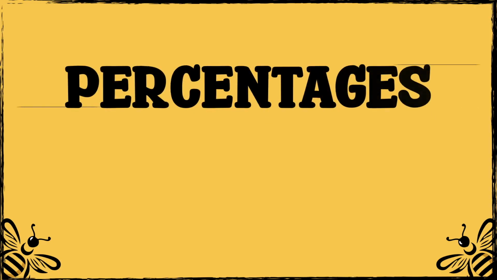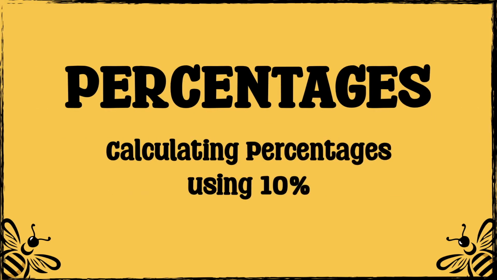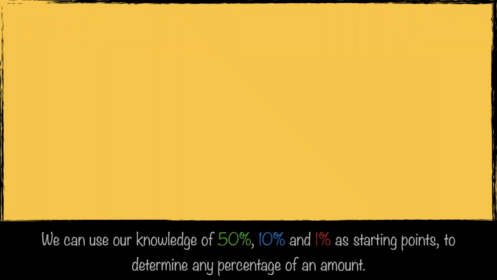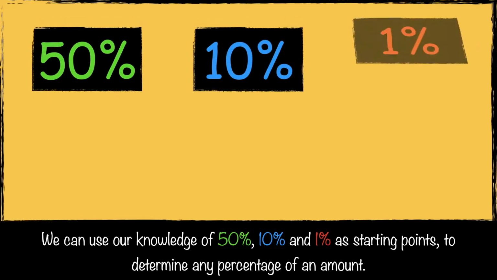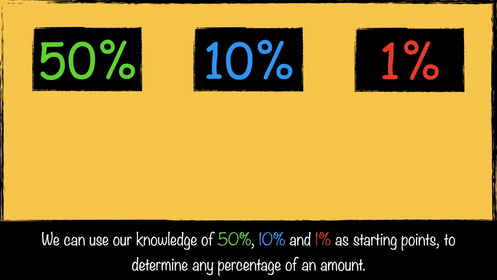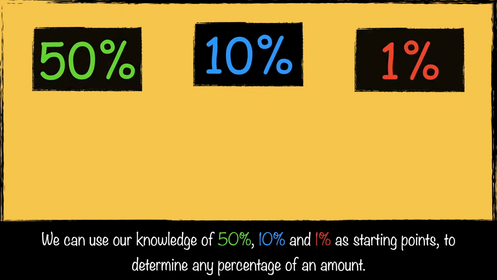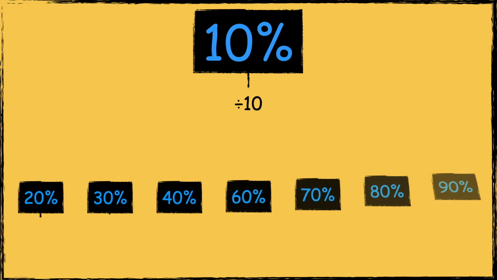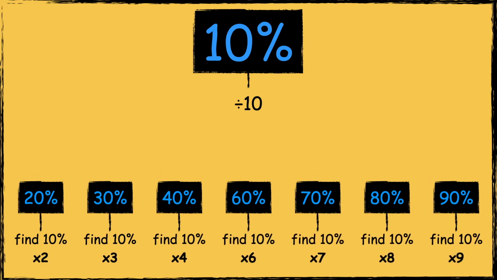In this video, we're going to be looking at calculating percentages using 10% as a starting point. To find out any percentage of an amount, we can use our knowledge of 50%, 10% and 1% as starting points. In this video, we'll focus on using 10% as a starting point. If I know how to work out 10% of a number, then I can easily work out any percentage that is a multiple of 10. And we can also use 10% to work out 5%.